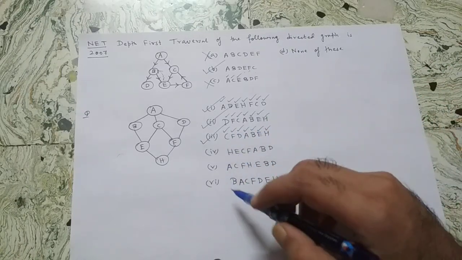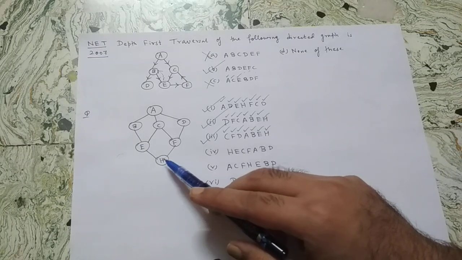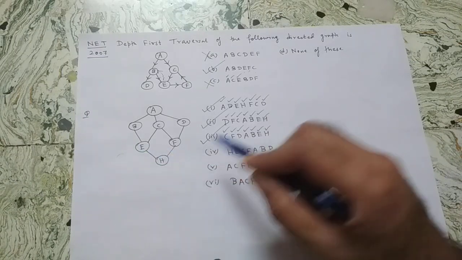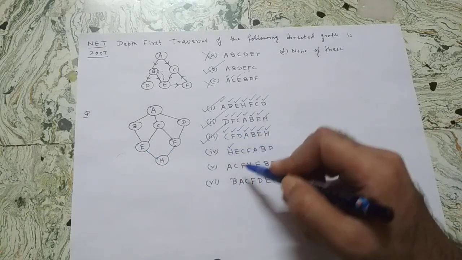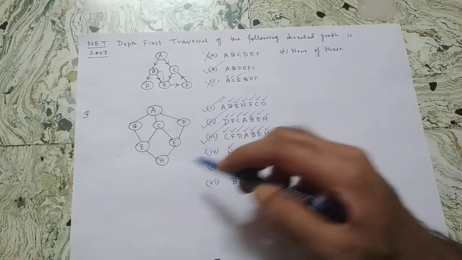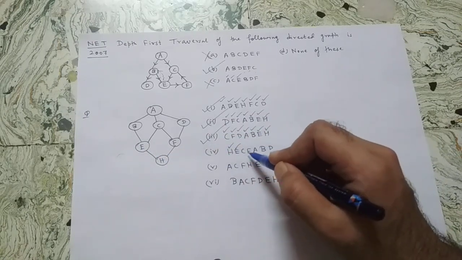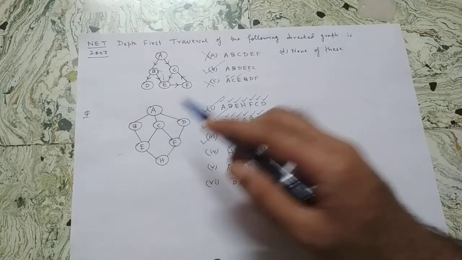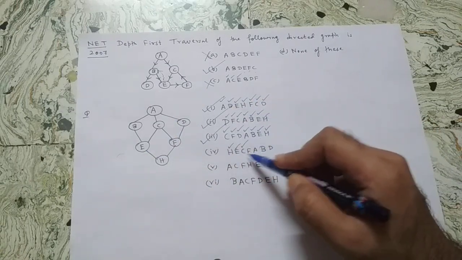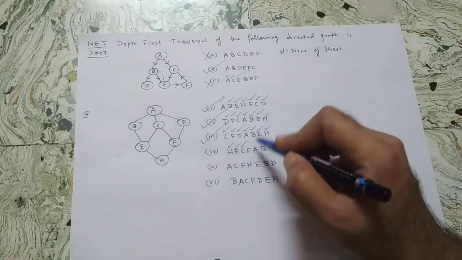Now let's start with H. Okay, we're starting off with H. From H they're going to E. E is adjacent to H, so this is allowed. From E they're going to C. From E you can go to C, so that's allowed. From C they're going to F, that's allowed.